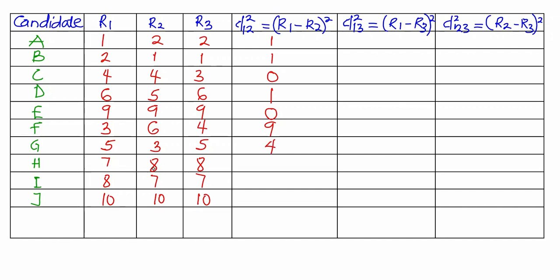7 minus 8 is -1. The square of -1 is 1. 8 minus 7 is 1. The square of 1 is 1. 10 minus 10 is 0. And the square of 0 is 0.